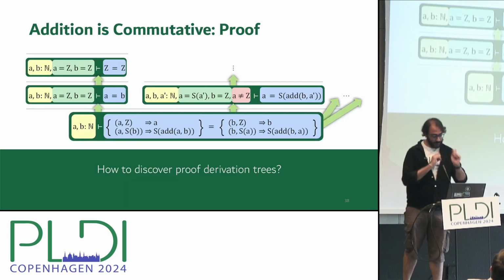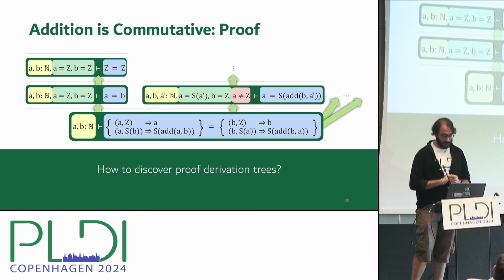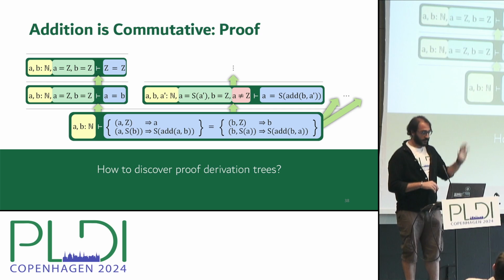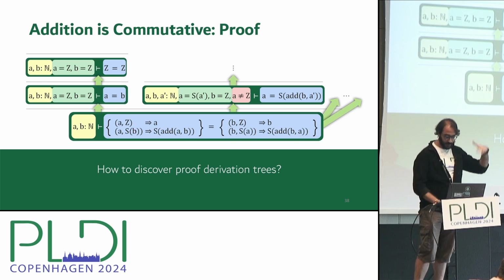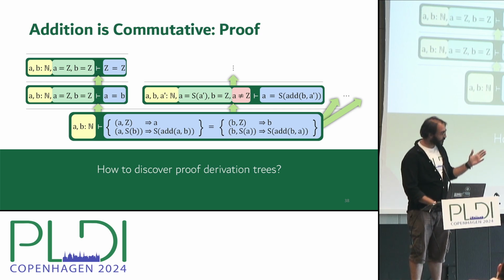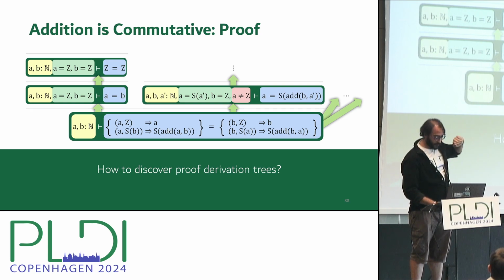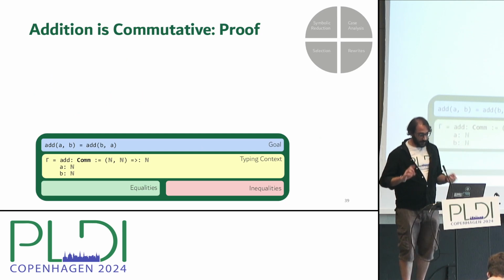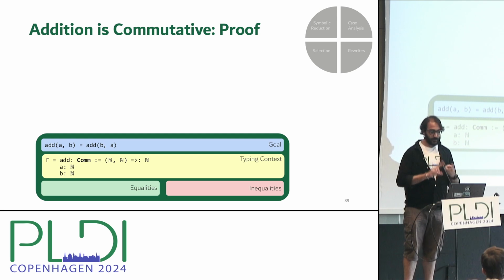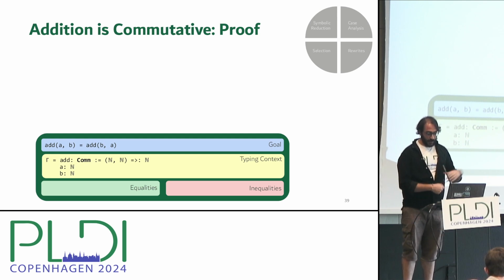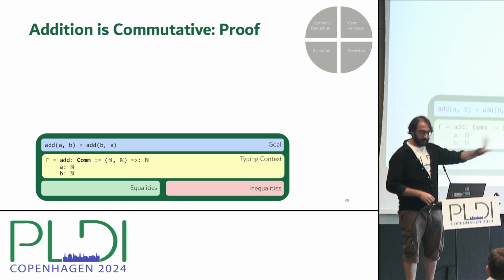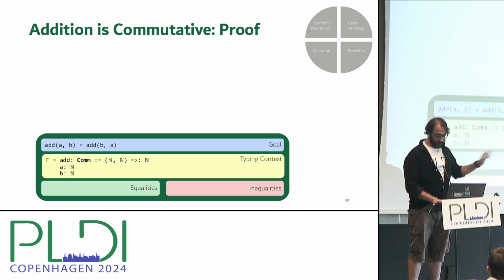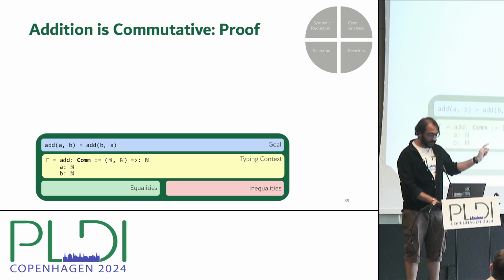So let me go back to this proof that we wanted, to show that addition is commutative. If you remember the definition of addition from earlier, this would be what we want to prove. The proof will always start with four things: the goal, the typing context, equalities, and inequalities. For the sake of the proof, we will discard the typing context until it becomes relevant, and we will just look at the equalities and inequalities. Sometimes I might say disequalities instead of inequalities, but that's just two conflicting terms.